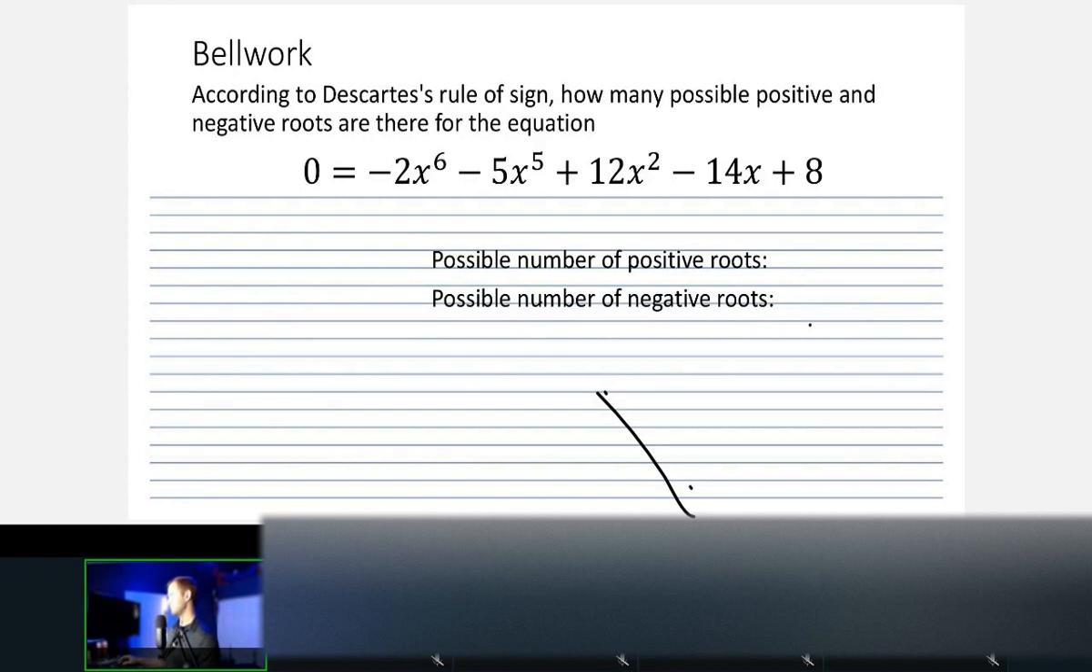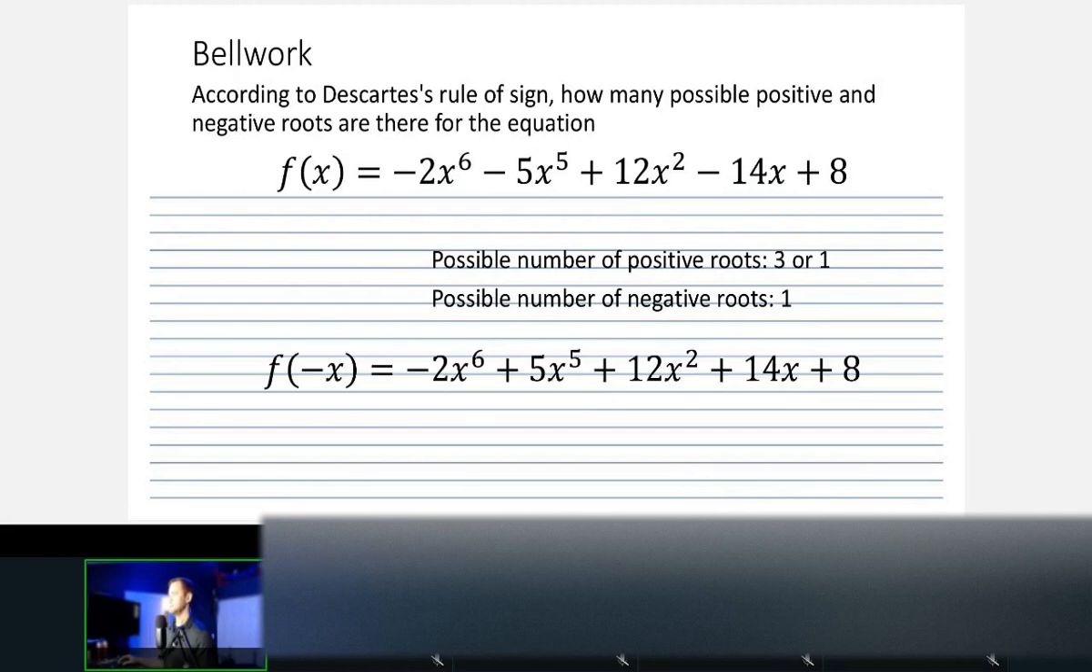All right, so we had bell work on the board for quite a bit of time. Class, what is the answer for how many possible number of positive roots? So 3 or 1. Make sure you have the word "or" in there. And how many possible negative solutions should we have? Just one. I would agree with you. Just to show that, this is probably the hardest part, plugging in the negative x and simplifying. But we all should have counted. So nice job, everyone. Little review.